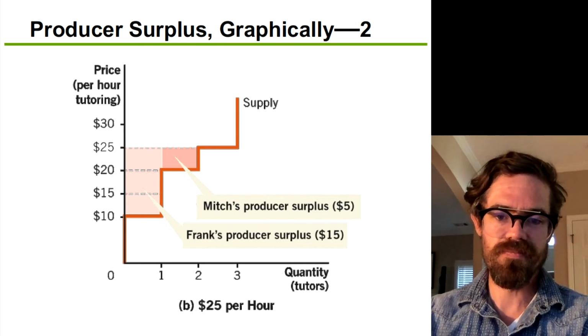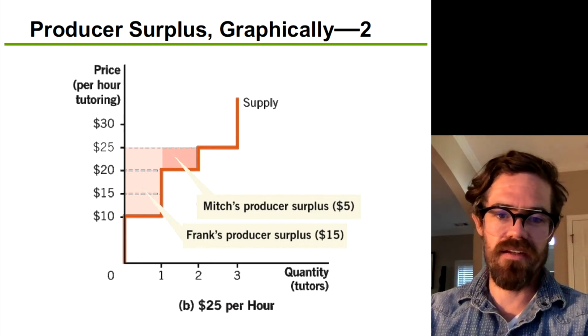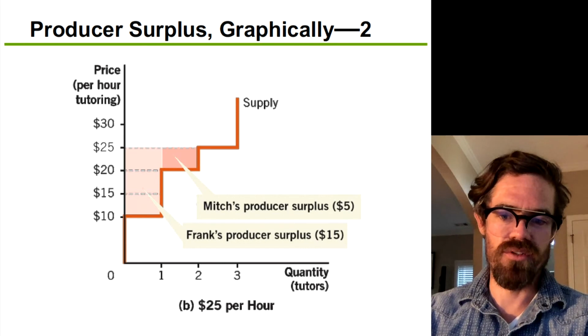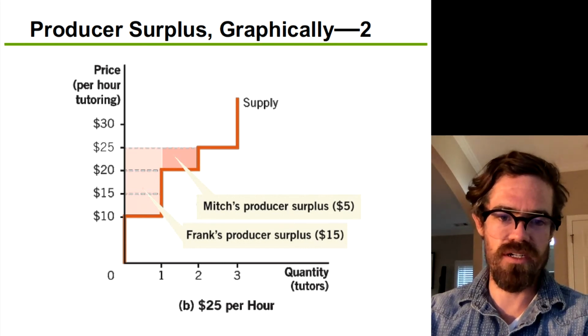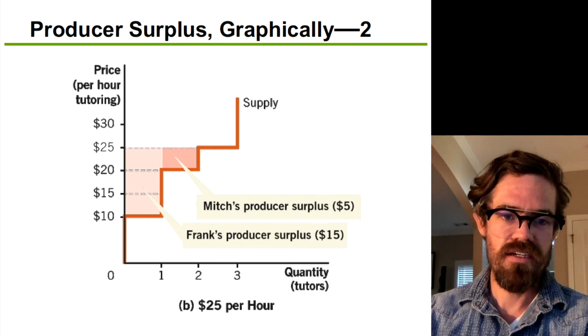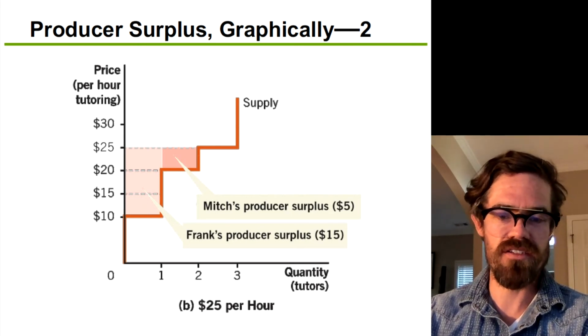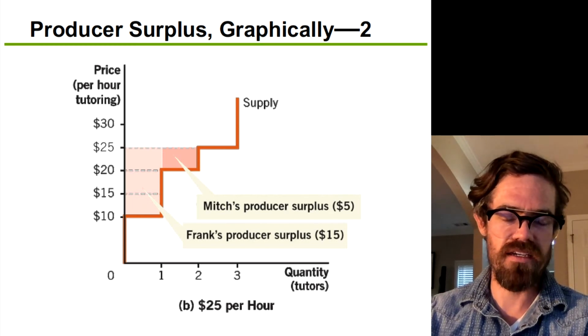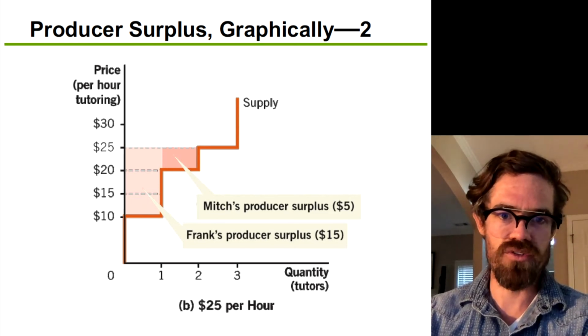And so the producer surplus is what they are getting in excess over and above their opportunity cost or their production cost. And again, we can illustrate or represent producer surplus as an area. So it's the area that's above the supply curve and below market price, which in this example is $25. So those light pink rectangles represent total market producer surplus.